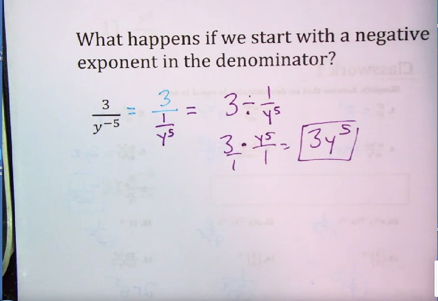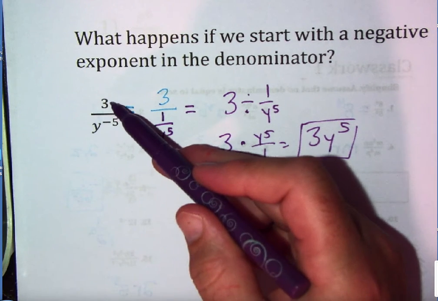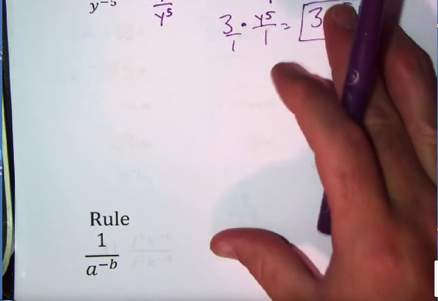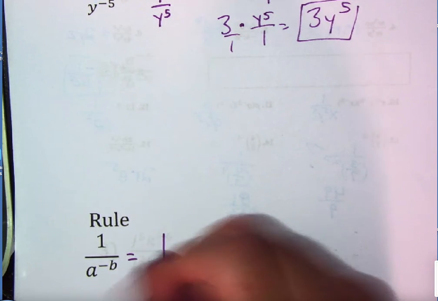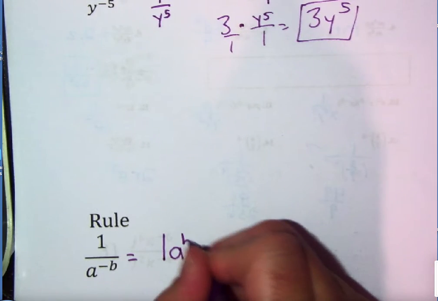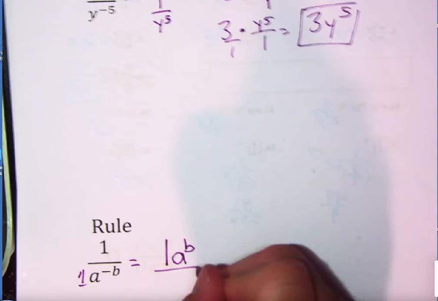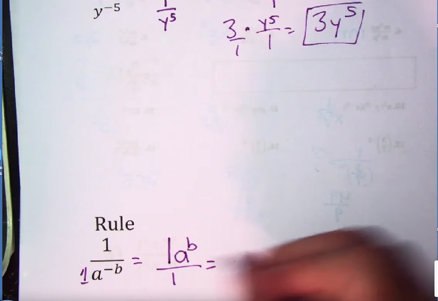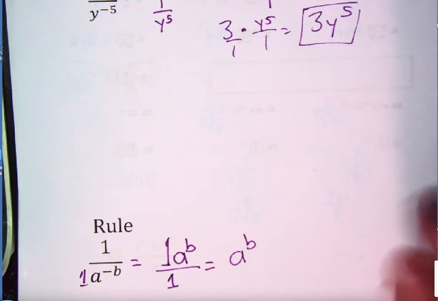So, there's a rule though, instead of going through all of this. If you have a negative exponent in the denominator, write it as 1, and this is going to move up to the numerator, keep the base the same, and make it a positive. Right, and technically there's a 1 in front of the a, so if you wanted 1 over 1, in the end, it's just A over B. So let's apply that to some of these guys.